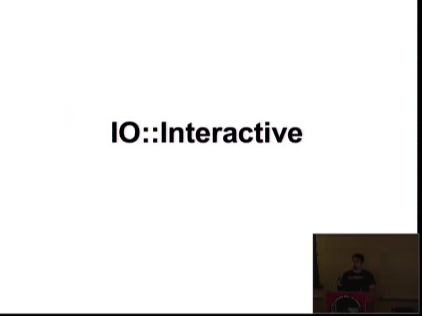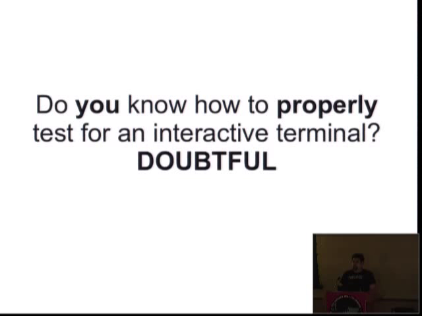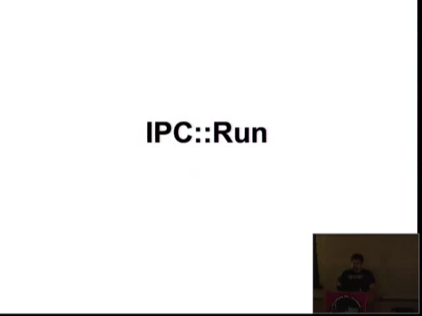IO::Interactive, when you absolutely got to know if that file handle is an interactive terminal, this is the one to use. Okay, because I'll bet very few people here know how to actually do it right. I know I don't, and I've tried. IPC::Run makes it really easy to spawn off additional processes and run them and pipe them together. It's really very nice.